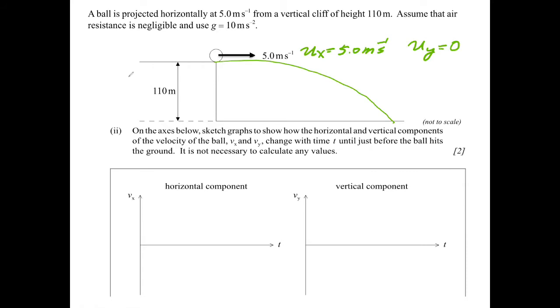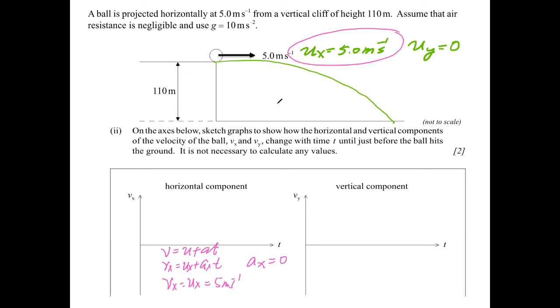Let's write down the velocity formula. Velocity equals u plus at. X component: Vx equals ux plus ax t. Acceleration in the x component equals 0, which means Vx equals ux. Initial velocity in the x component is 5 meters per second, which means the velocity in the horizontal component is constant, and it is 5 meters per second.